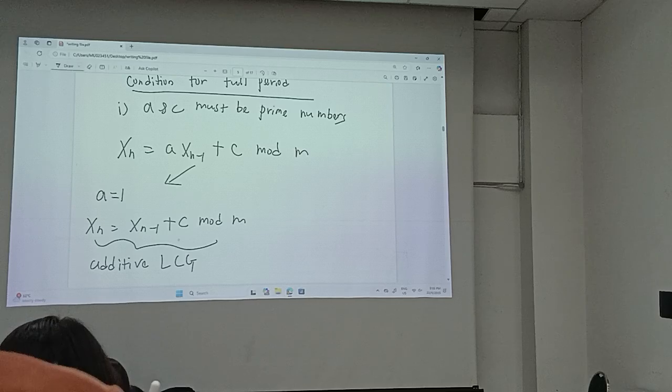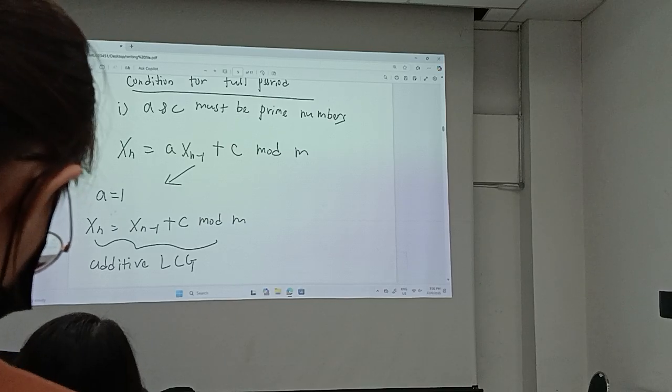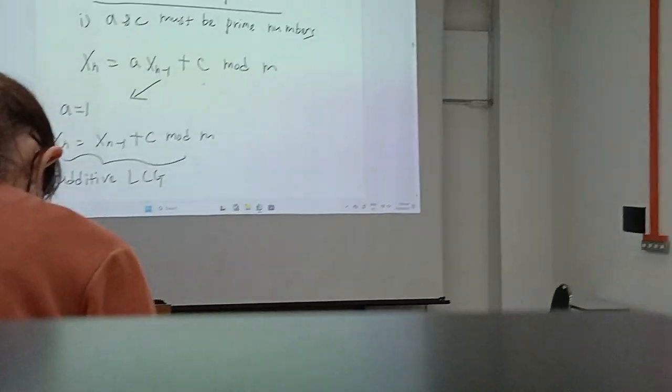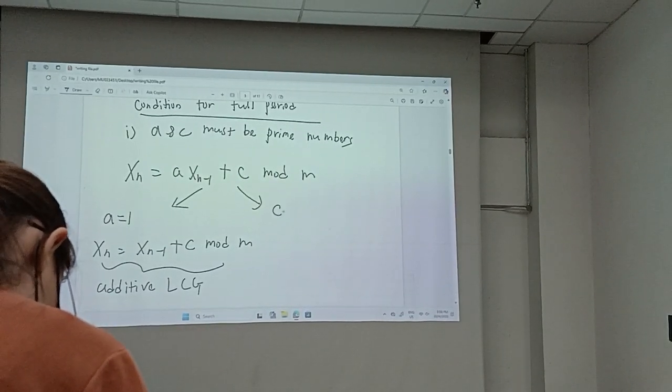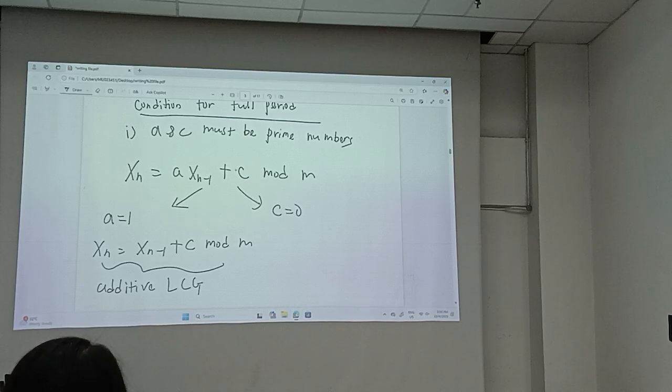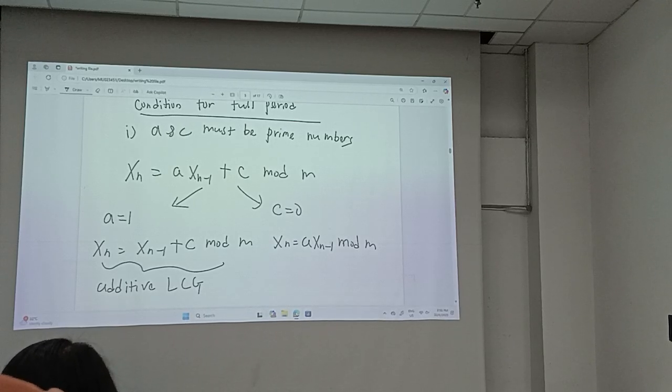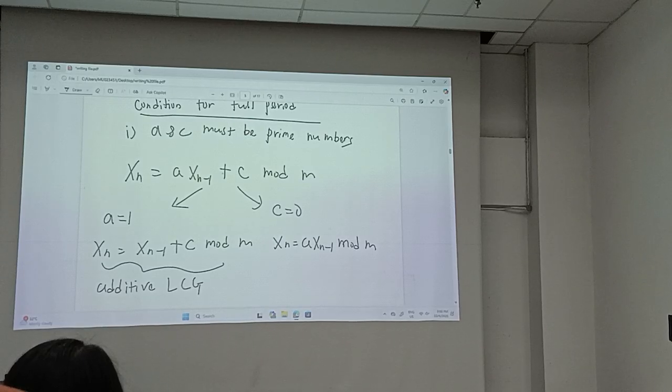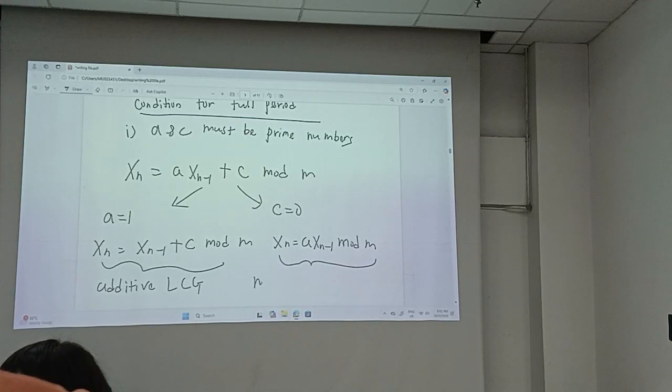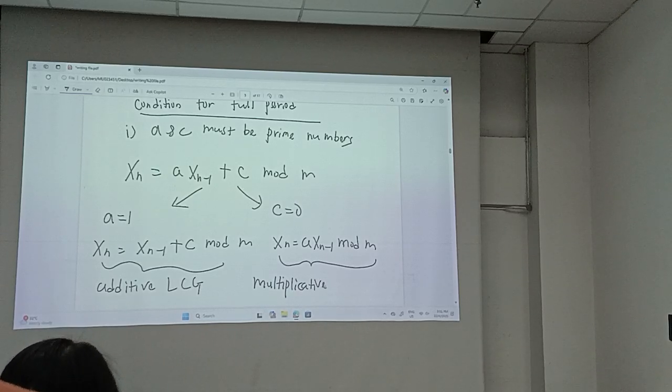When the question asks you to use an additive LCG, it means A equals 1. Then another possibility is C equals 0. With C equals 0, the formula will be A times S(n-1) mod M. Now there's no more addition here, only multiplication. So we call this a multiplicative LCG.